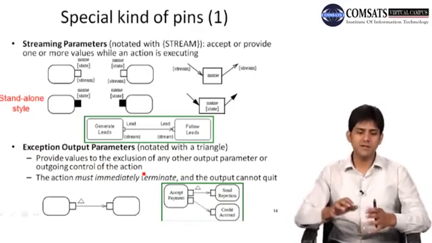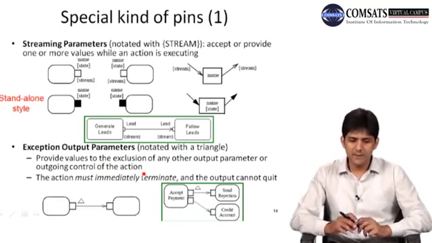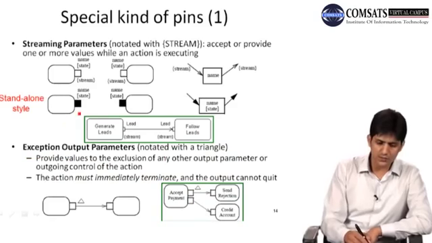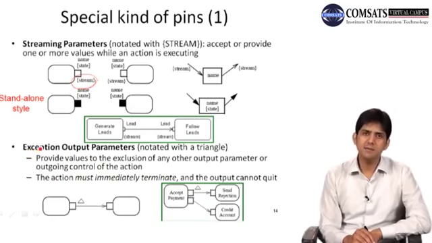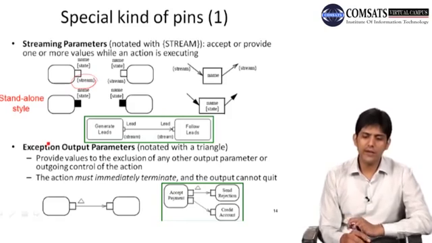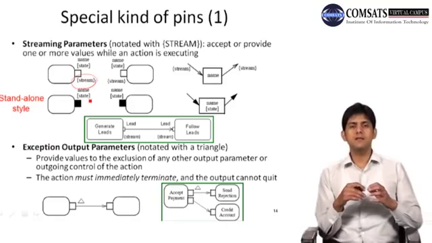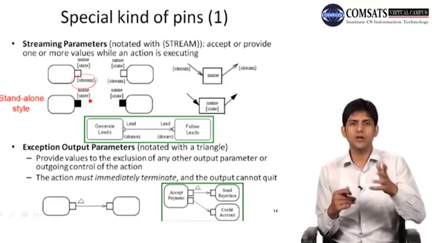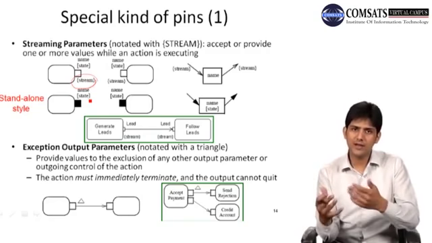Now we do have some special kinds of pins. First of all, we look at streaming parameters. They are usually notated with this word stream. They accept or provide one or more values while an action is executing. So basically, by stream we mean that the information is continuous. The action is performing, but there is something going out of that action.